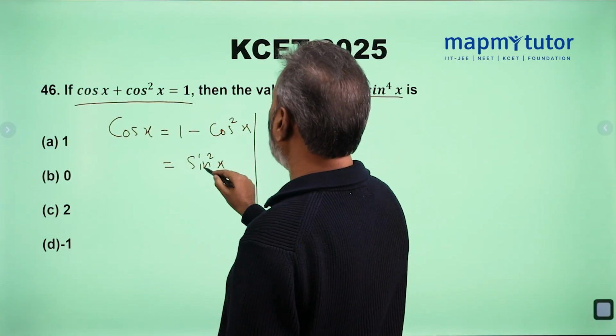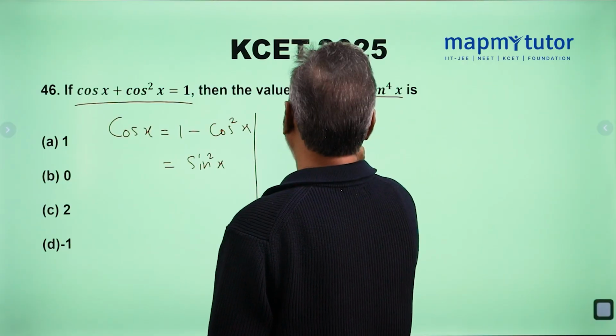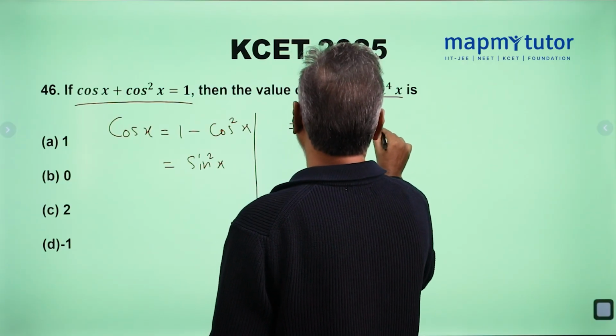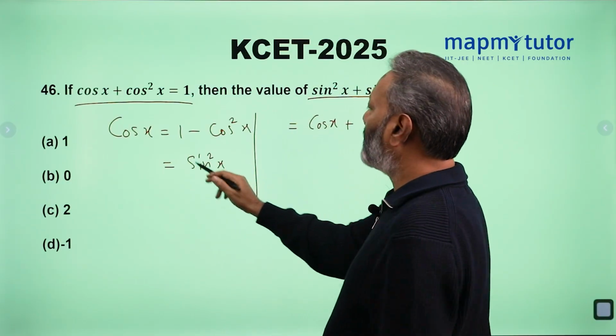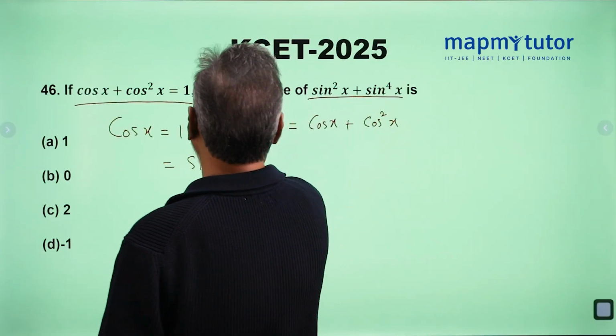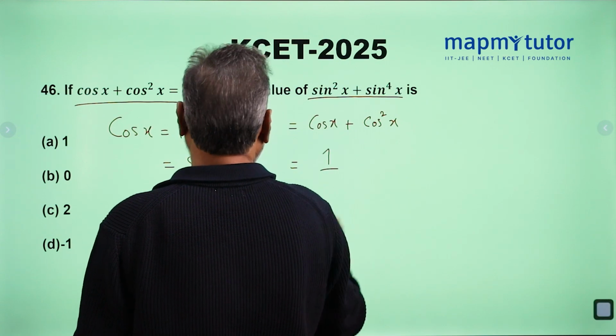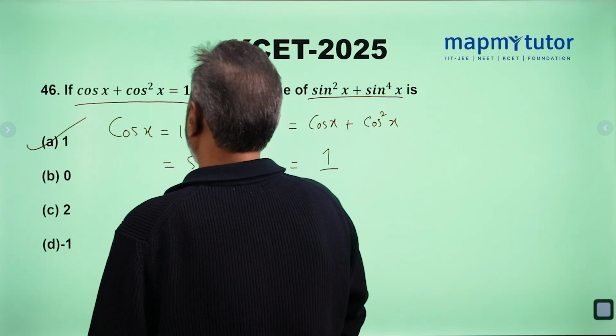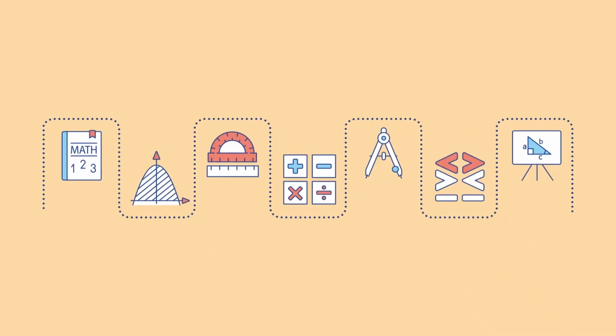Come on, let us use this. What is sine square x? Cos x. Then what is sine power 4? Cos square x, because if sine square is cos, sine power 4 is cos square. And already we know cos x plus cos square x is what? 1. And hence option A is the right answer.